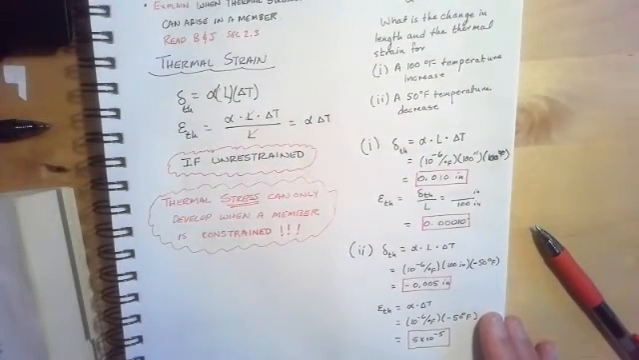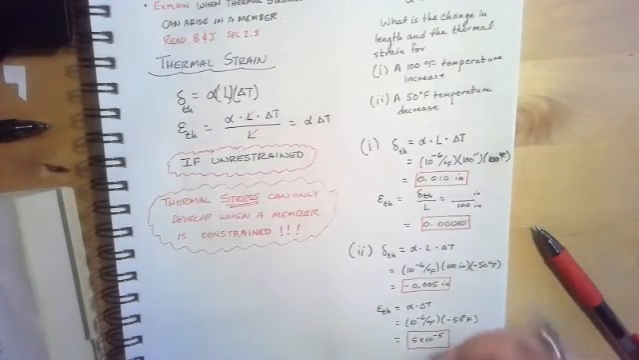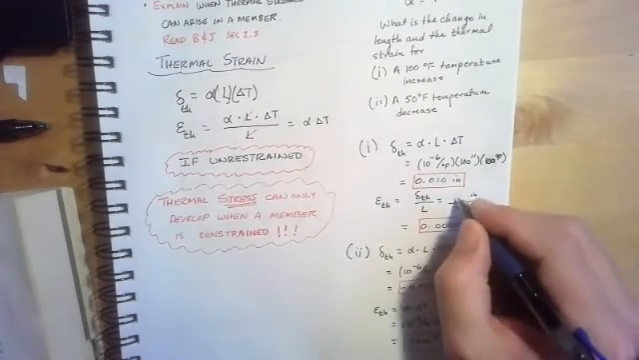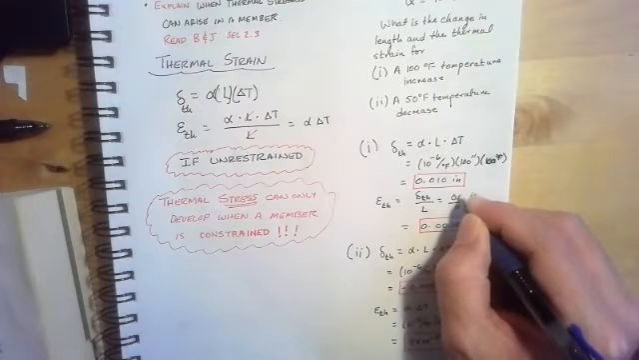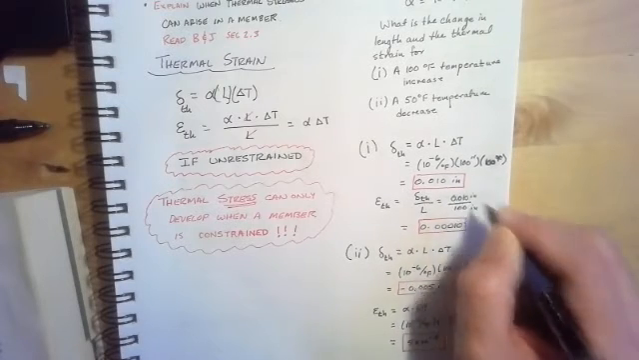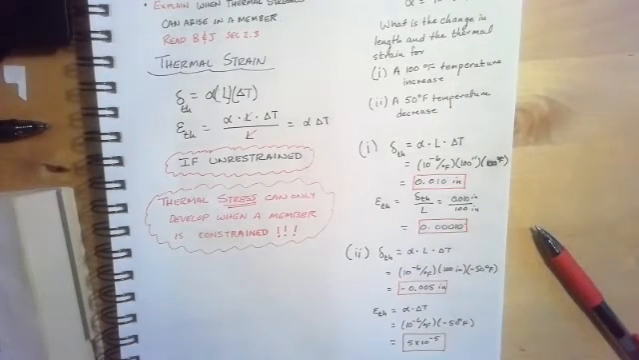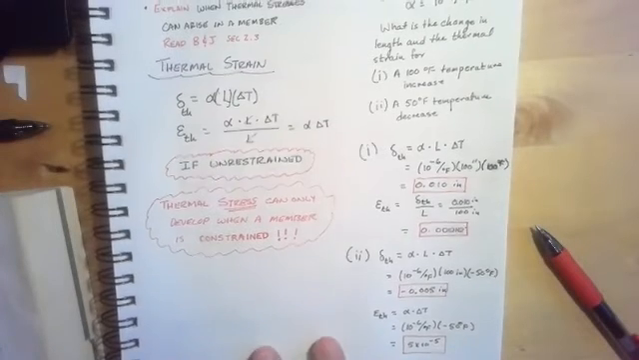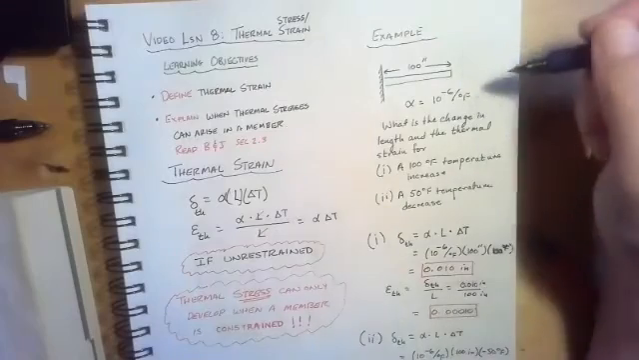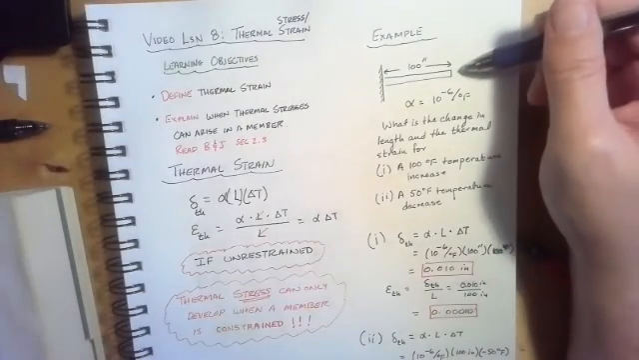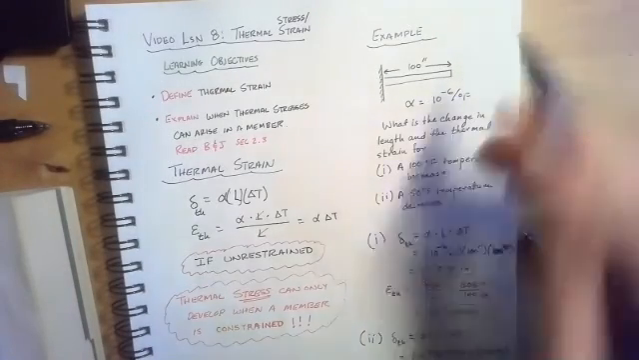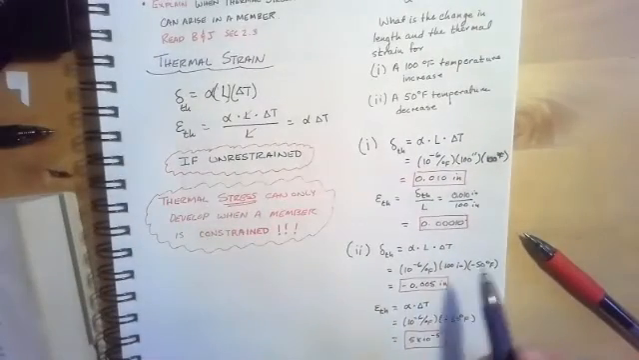So for epsilon thermal, we would have delta thermal over L, and that would be 0.010 inches divided by 100 inches, or a final thermal strain of 0.00010. And that's a positive because if I heat the bar up, it will expand and the bar will lengthen.